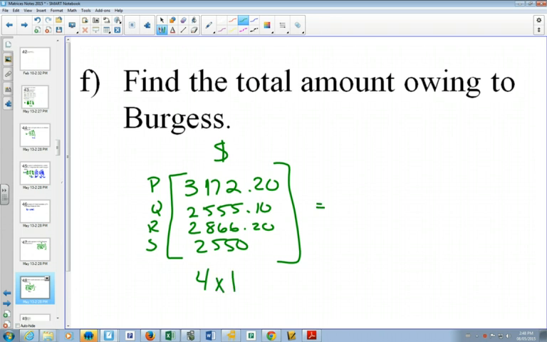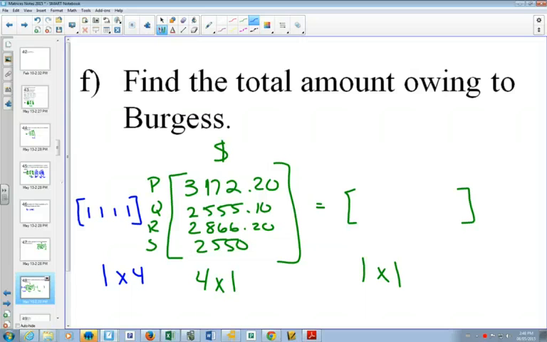If we want our total to be a total, it'll be a 1 by 1. So we would need to have in front of this one a 1 by 4 in order to make multiplication work. And if we had a 1 by 4, 1 row and 4 columns, and they were all 1s, it would multiply each of those by 1 and then add them up. But I think in this case, it might be just easier to type them into our calculator and add them up. Did anybody try it and get a total?